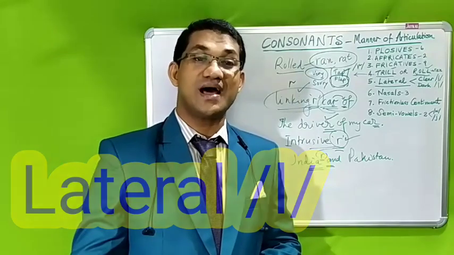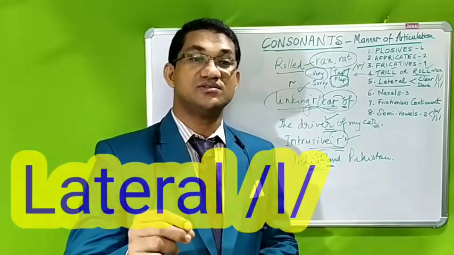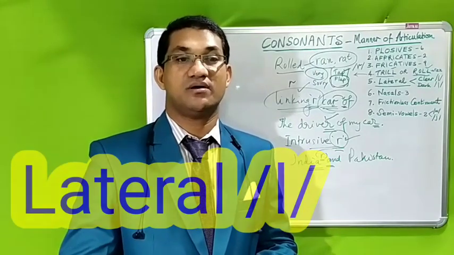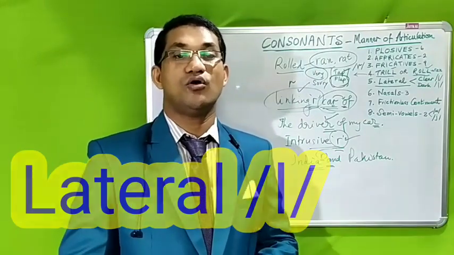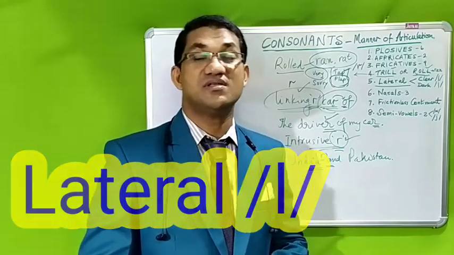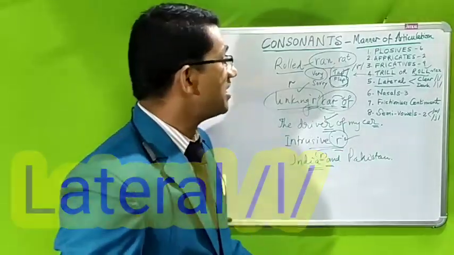In the production of the lateral sounds, the tip of the tongue is raised to the alveolar ridge, blocking the oral passage at the center. The sides of the tongue are lowered, allowing the air to pass through the sides freely without any blockage. That is the lateral sound.